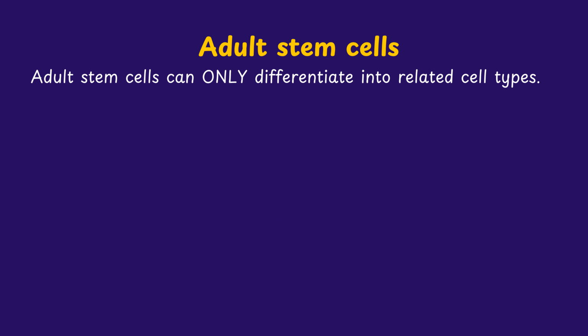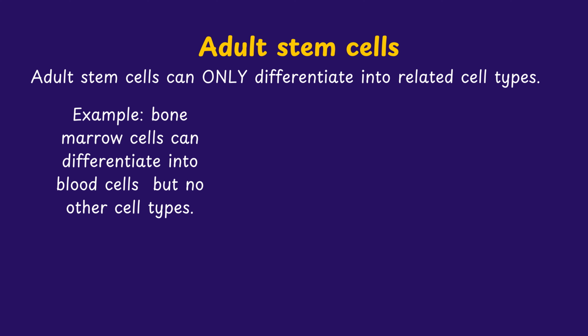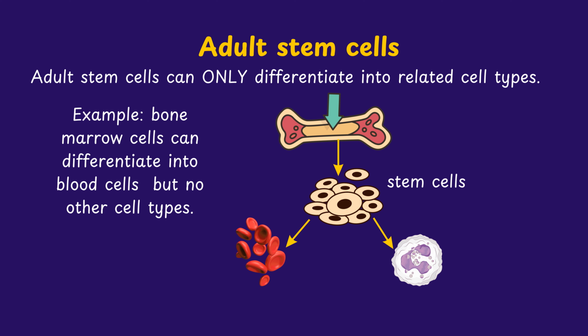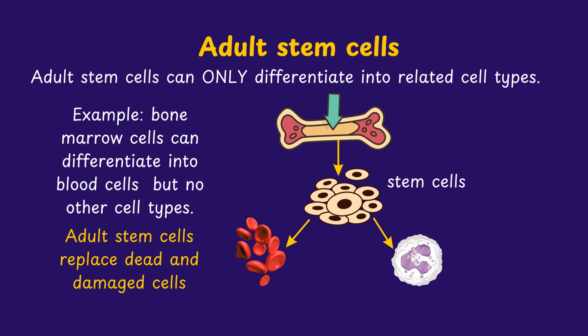Adult stem cells are a bit different from embryonic stem cells because adult stem cells can only differentiate into related types. For example, bone marrow cells can differentiate into blood cells but no other type, right? So that's the bone marrow stem cells, and we can see where the red blood cells and white blood cells are formed from the stem cells, no other type of cells. So adult stem cells are a bit limited in the type of cells that they can produce. Adult stem cells are basically used to replace dead cells and damaged cells.